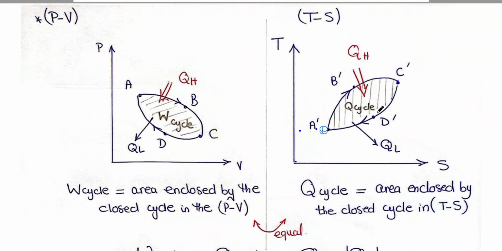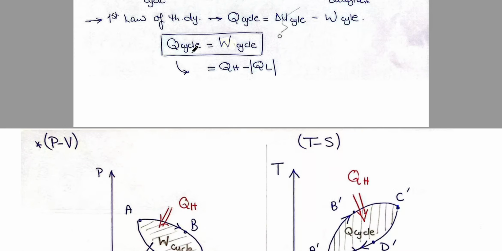When decreasing the volume, the temperature is also decreasing in the path C dash, D dash, A dash, and the gas is rejecting QL. Remember that the area under the TS diagram refers to the heat energy. So the area enclosed by the cycle in the TS diagram is the Q of the cycle, or the Q net. But we said before that for a cycle, Q cycle equals work cycle.